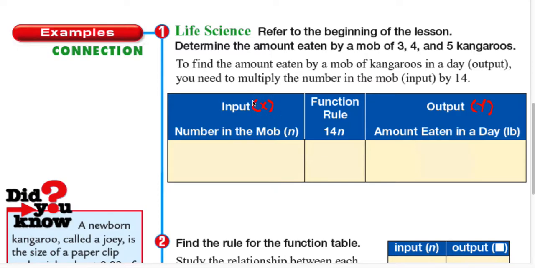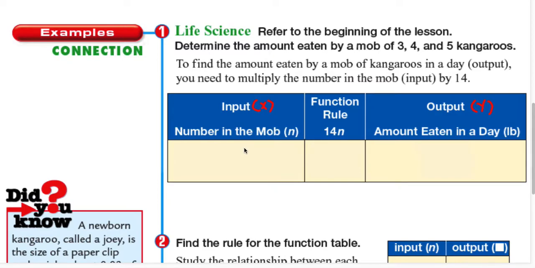And if you notice, I put x here and I put y there, because once we start graphing this in a coordinate plane, our output will be our y coordinate and our input will be our x coordinate, and our output will always be dependent on our input.